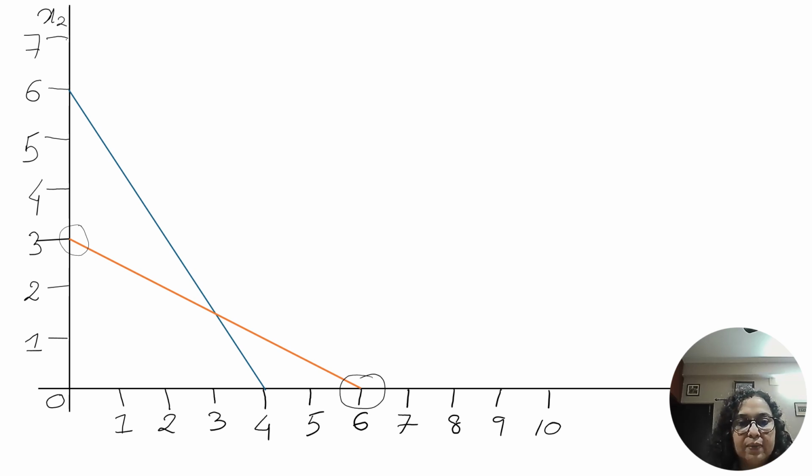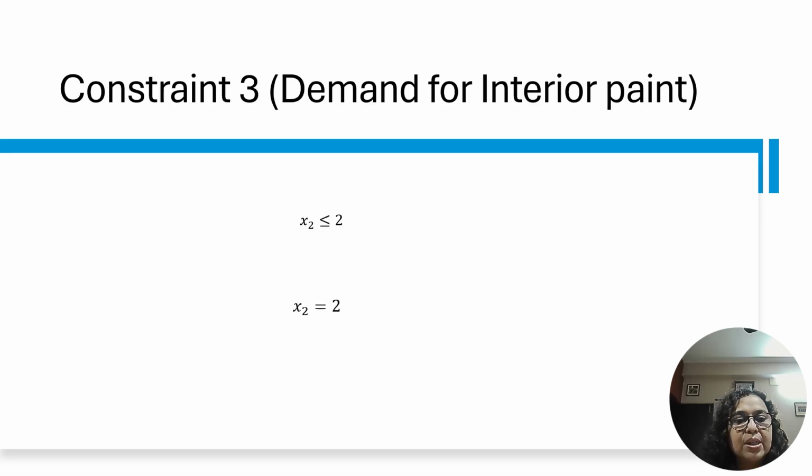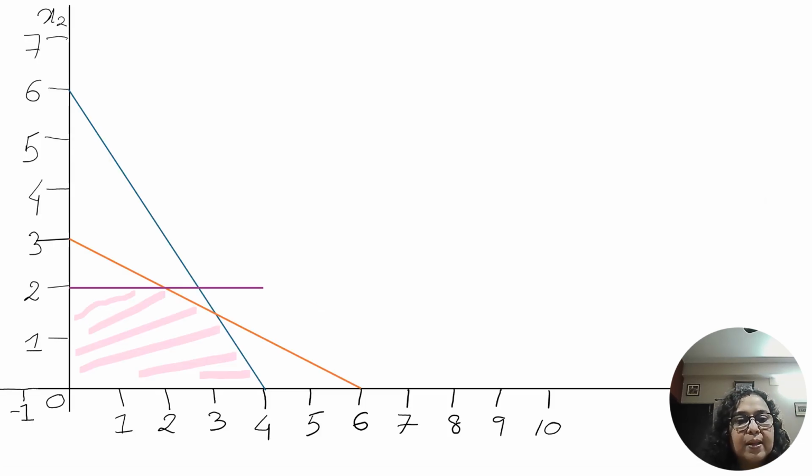And now we have one final constraint, that is the maximum demand, that x2 is equal to 2. So we plot this directly on the graph, and so this is x2 equal to 2, because we are measuring x2 on the vertical axis and x1 on the horizontal axis.